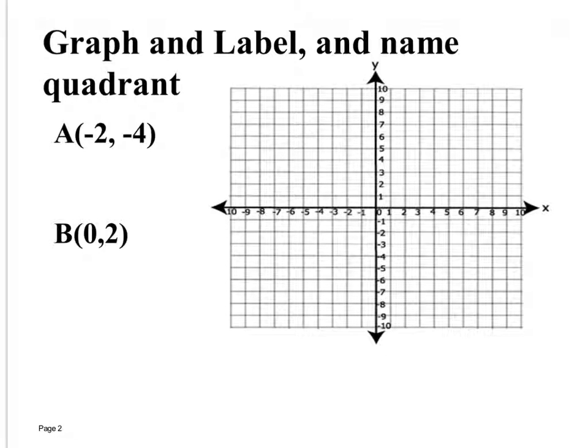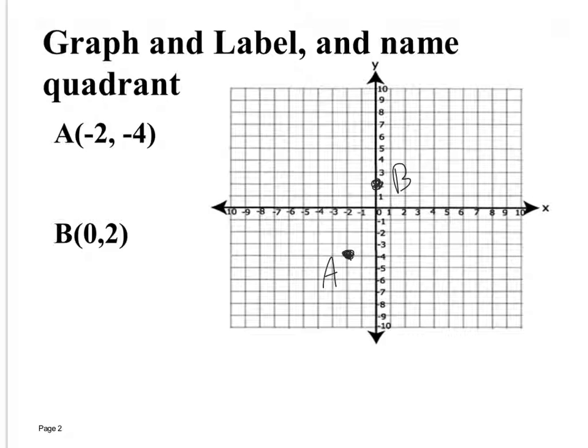Alright, so this is part of what your homework is going to say. So you graph and label and name the quadrant. On your graph paper, I'm going to go to -2, -4, with a dot, and that's going to be A. So I'm going to label it as A. Then I'm going to do B, which is at 0, 2. So 0, 2, that's my B. Any questions on how to do that?